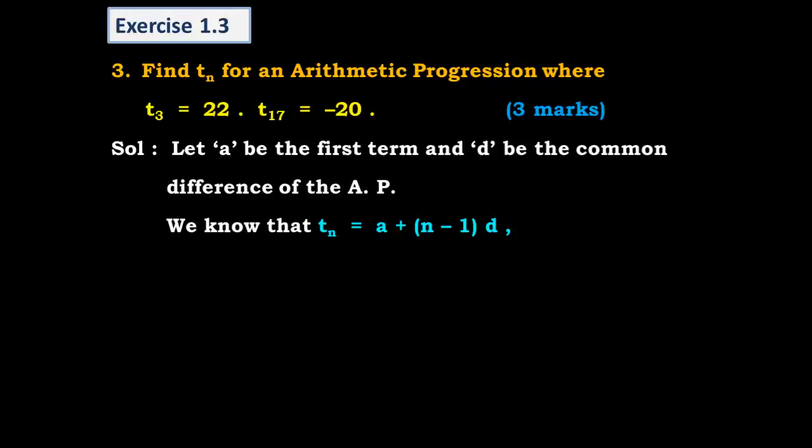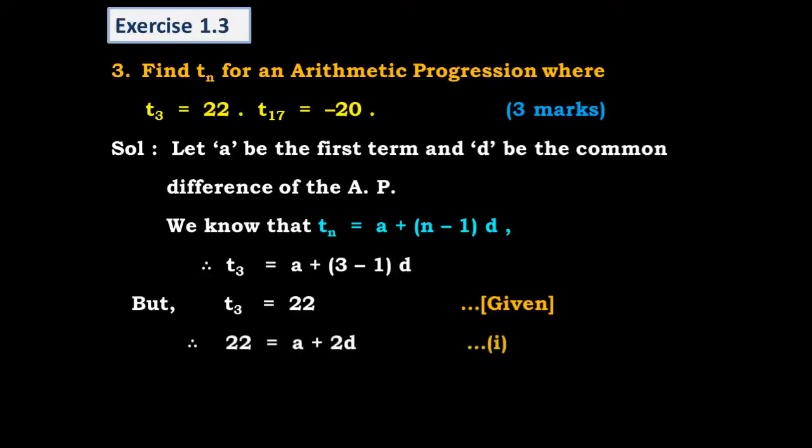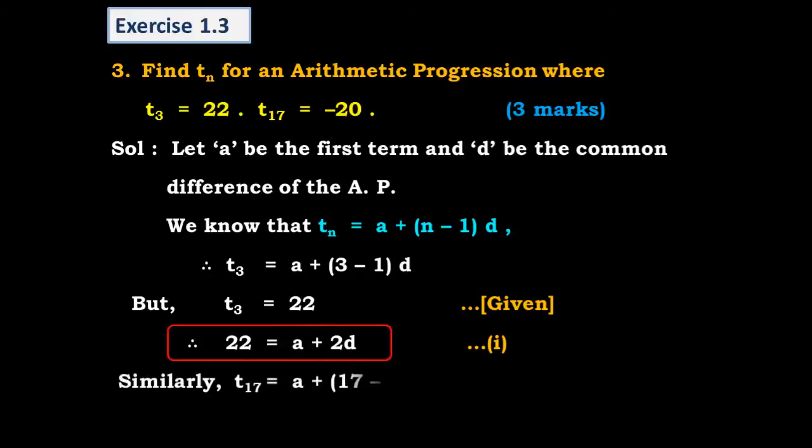Now we have first T3, that means the third term is given. So we can substitute n as 3. So T3 is equal to A plus 3 minus 1 into D. But T3 is equal to 22, it is given. So we can substitute 22 is equal to A plus 2D. Equation number 1.